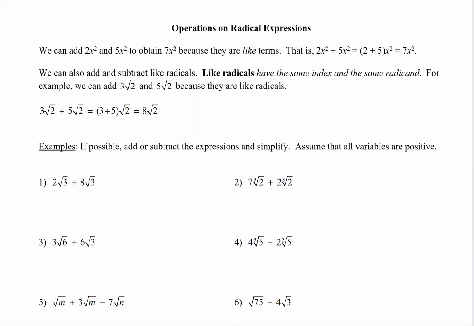It's time now for operations on radical expressions. We can add 2x squared and 5x squared to obtain 7x squared because they are like terms.